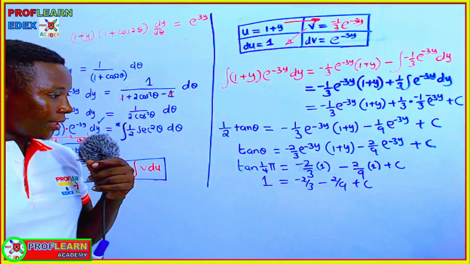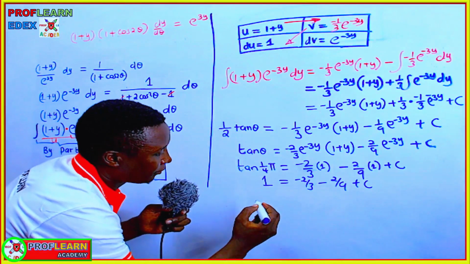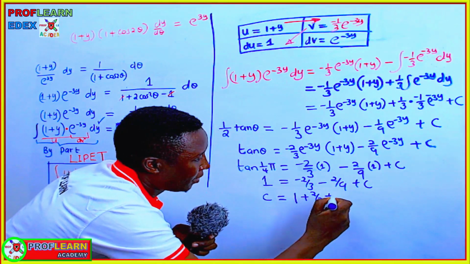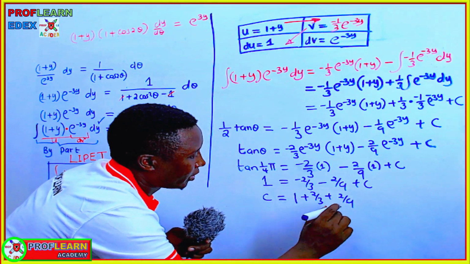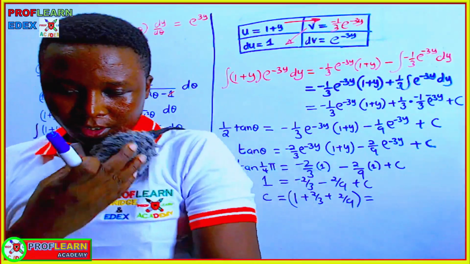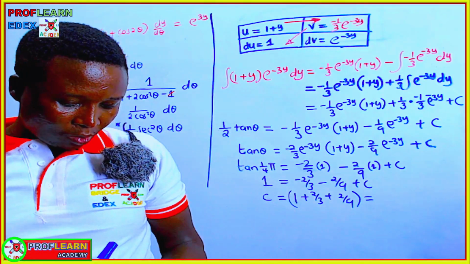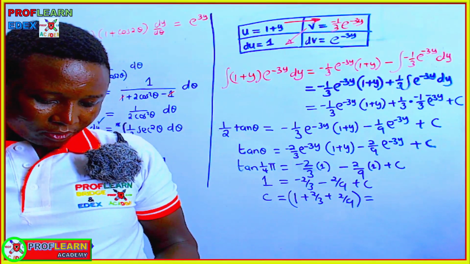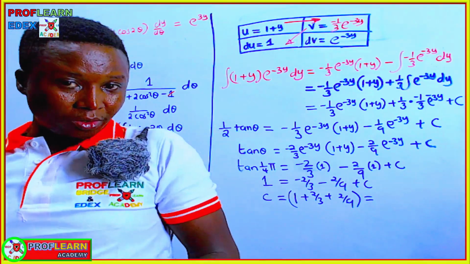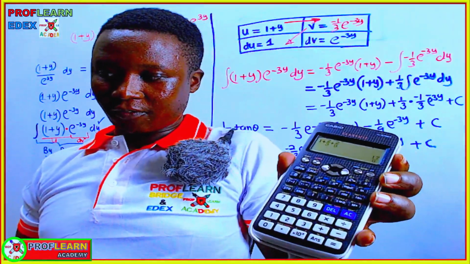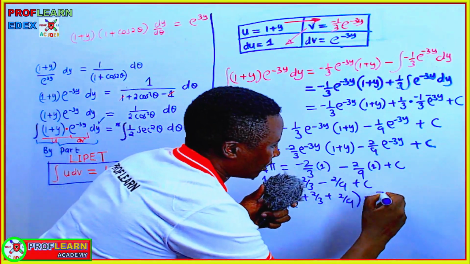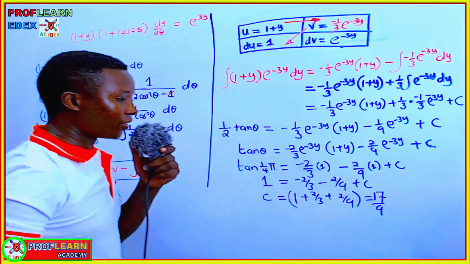All right, so once we have gotten this, we are going to now find the exact value of C, and you can now see our C is going to be 1 plus 2 over 3 plus 2 over 9, so that we can know what is the exact value of this C that we are talking about. So if I say 1 plus 2 over 3, then plus 2 over 9, if I work it out, I'm getting my value as 17 over 9. So this is 17 over 9. That is the value of C.